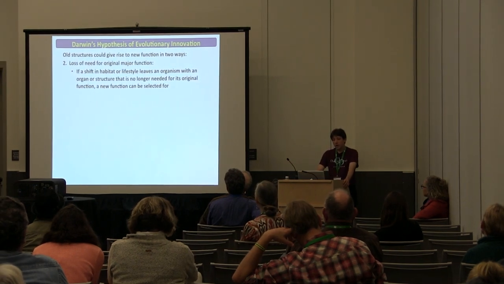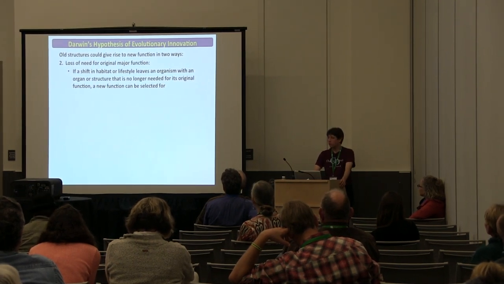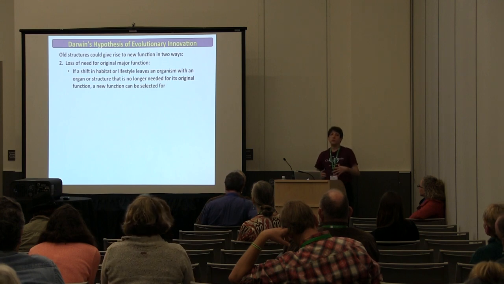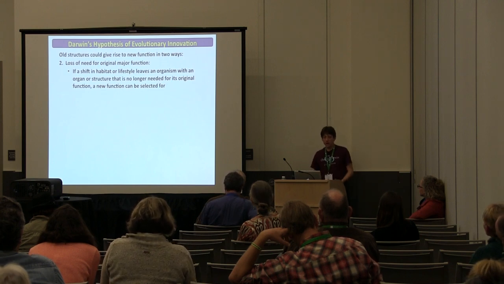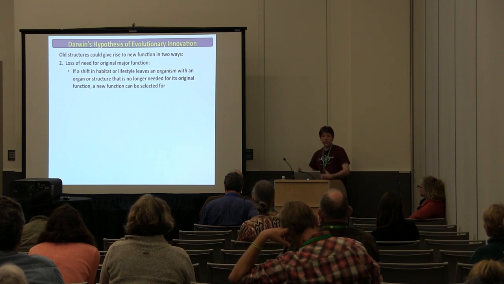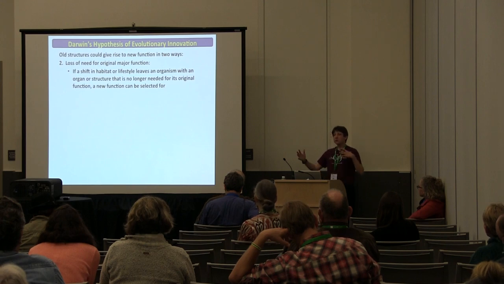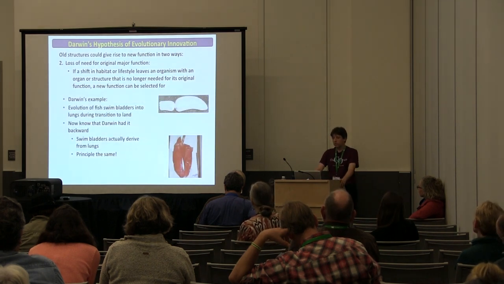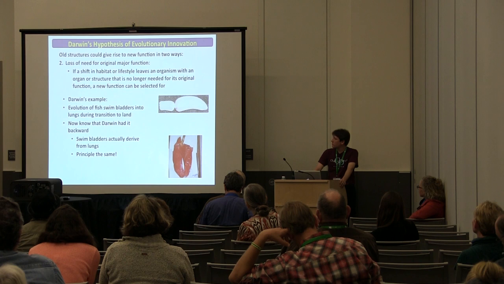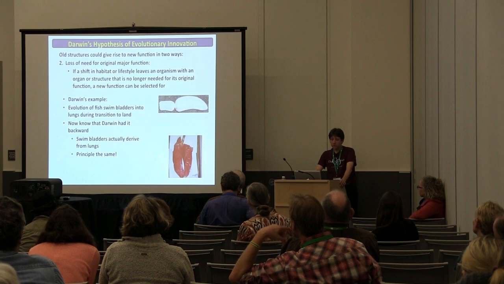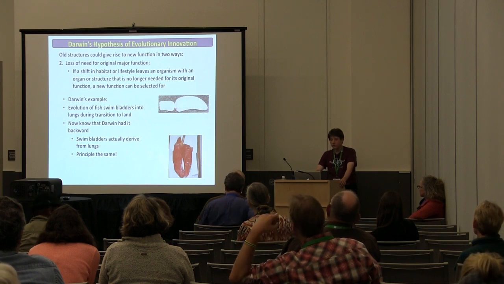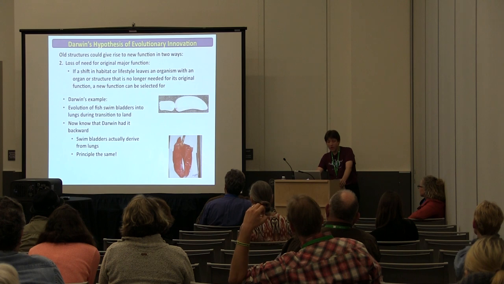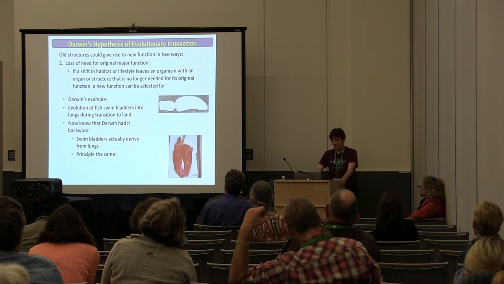The second way was the loss of need for an original major function. So if there's a shift in the habitat of the organism or its lifestyle, and in so doing, an organ or structure is no longer needed for its original function, selection is free to select for a new function. So Darwin's example was the evolution of swim bladders into lungs during transition to land. Now Darwin, as it turns out, we now know is completely backward in this because swim bladders actually derive from lungs, but the principle is fundamentally the same.